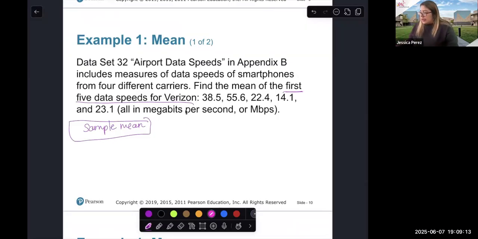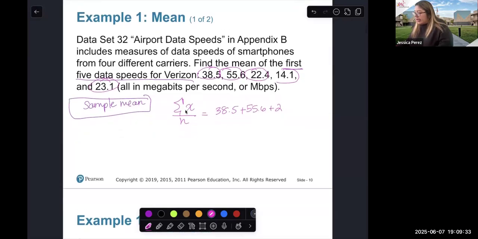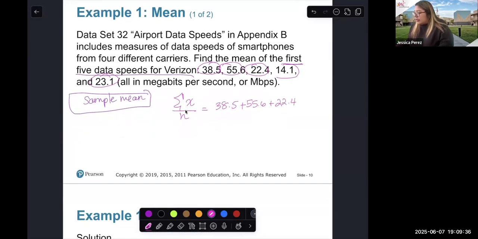So what we need to do is sum the values of x all over little n. Well, what's the sum of x's? Each x is x1, x2, x3, x4, x5. So 38.5 plus 55.6 plus 20. And then you will have a calculator, so if you have it, please pull it out. Plus 23.1, all over, well, how many? 5.